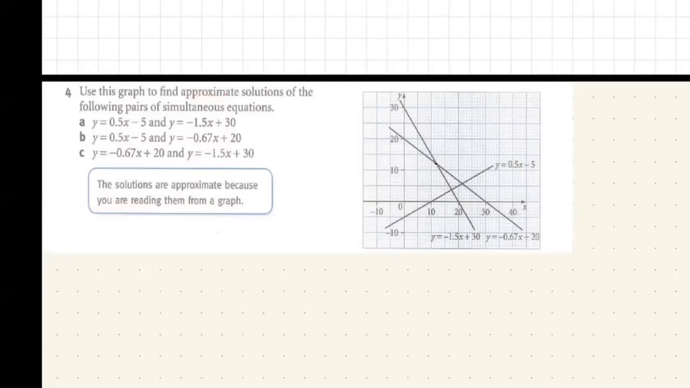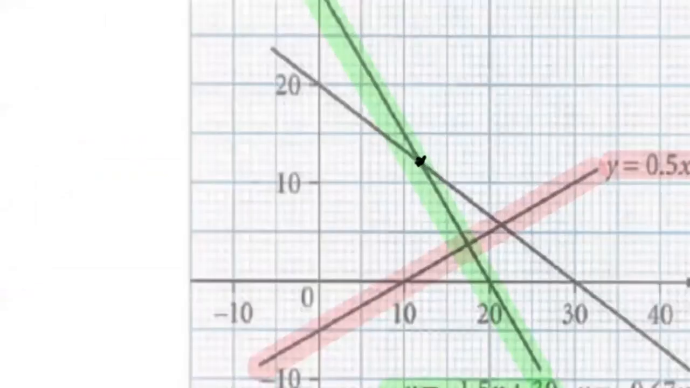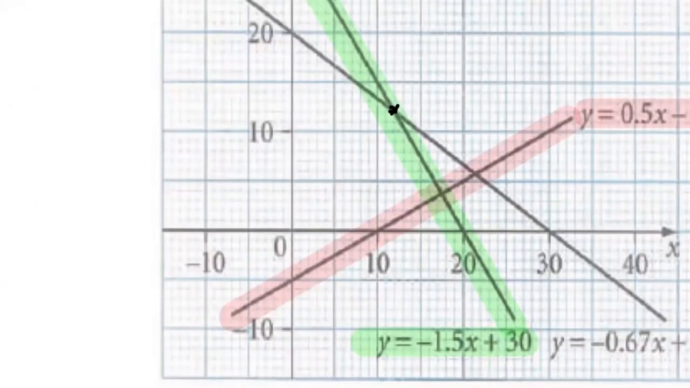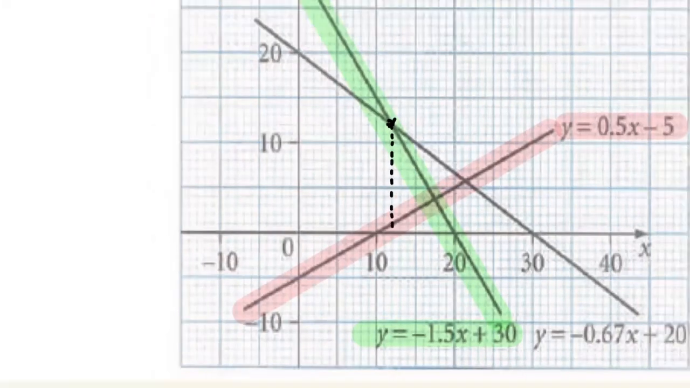So let's look at the first one here. y is equal to 0.5x minus 5. Negative 5 will be here. This is the line. They even show it to you already. You don't need to do anything. And then with the other line, which is negative 1.5x plus 30, this line right here. So the intersection is here. So we just need to zoom it in and then try to find the approximate solution. I would say it's 12.